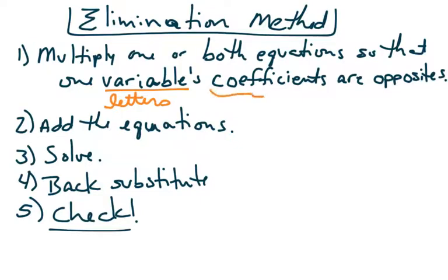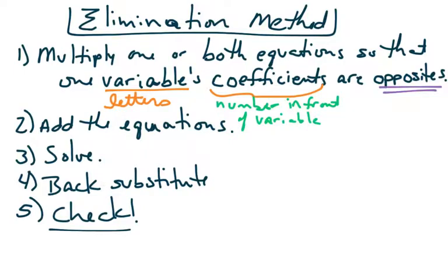Now coefficients, remember, are the numbers in front of the variable. So if it's a 2x, 2 is the coefficient on x. If it's 2x minus 3y, the 2 is the coefficient on x, and negative 3 is the coefficient on y. And we want those coefficients to be opposites. Opposites, remember, are the same number, but one's positive and one's negative.